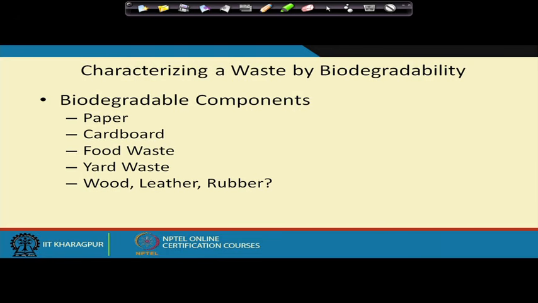I think I have stressed that enough. So let's try to characterize the waste. The same pie chart, we'll try to characterize it in a different way. If you want to characterize the waste for biodegradability, why would we like to do it? Every time I go there, the first question I raise is why. Biodegradability matters if you want to design a compost plant.